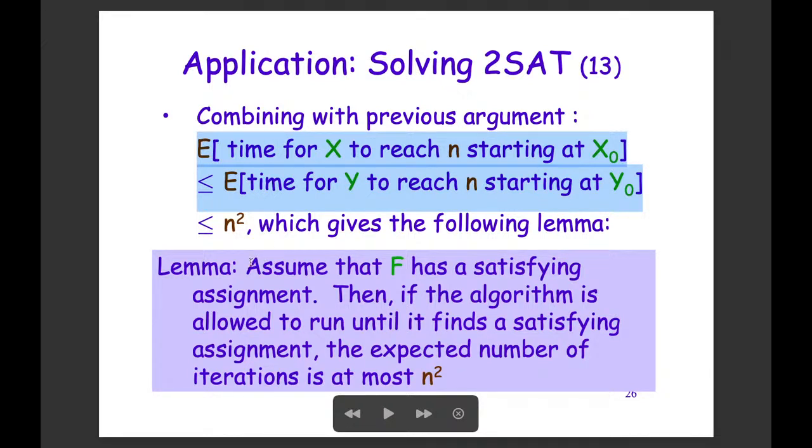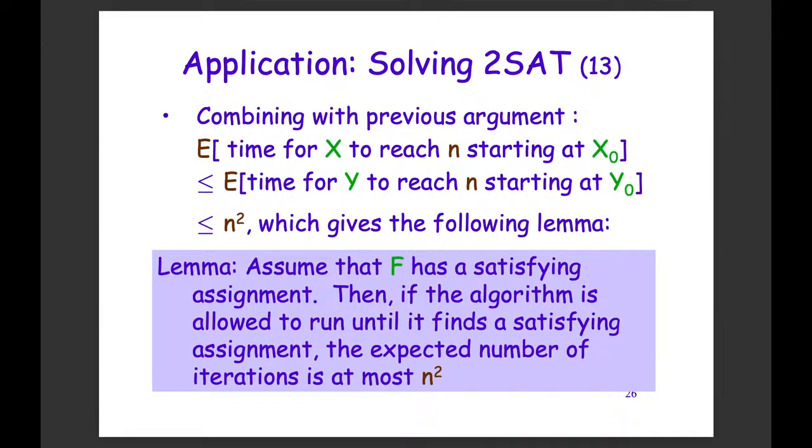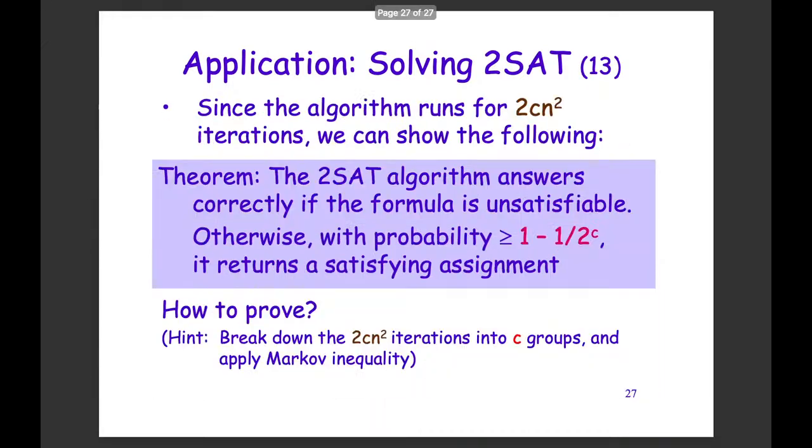So in conclusion, we have this lemma. Assume that f has a satisfying assignment. Then if the algorithm is allowed to run until it finds a satisfying assignment, the expected number of iterations is n squared. Okay? In that case, this explains why we have a parameter 2 times c times n squared in the design of our algorithm. It is to reduce the error probability. So we see that the expected number of steps is n squared.